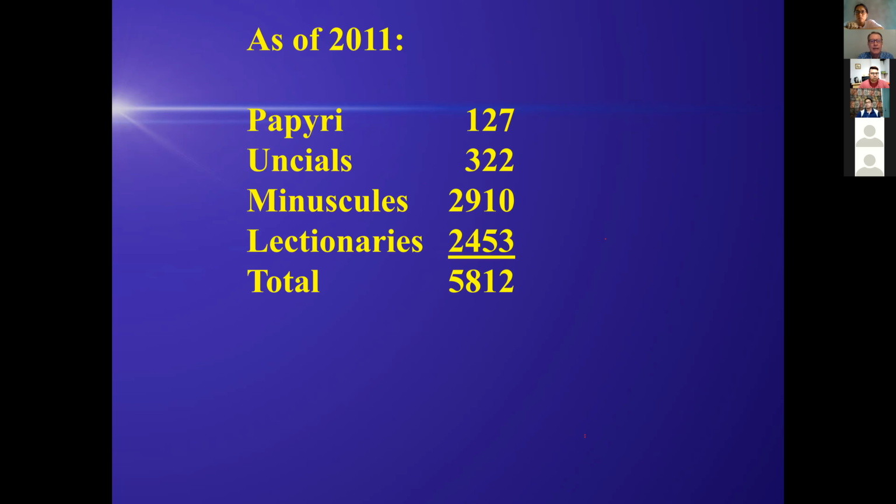Now, as of 2011, there were a total of 127 papyri, 322 uncials, 2,910 minuscules, and 2,453 lectionaries, a total of 5,812. As of February 2021, there were 5,916 manuscripts. So we've added about 100 in the last decade.